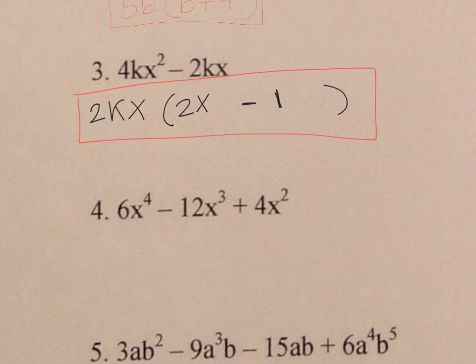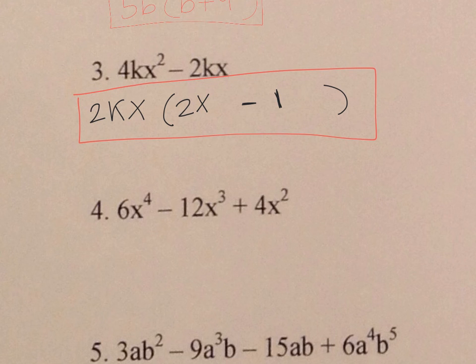2kx times 2x. So 2 times 2, that's a 4. K, so that's a k. X times x, that's an x squared. Minus. And then 2kx times 1 is itself. So 2kx. And that's a common mistake that students make.